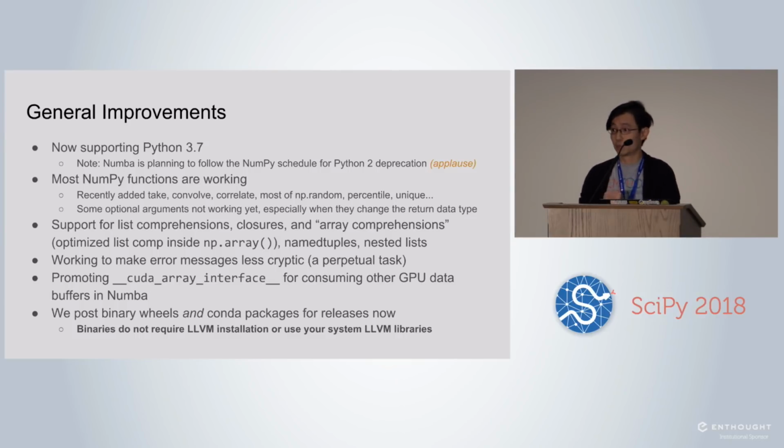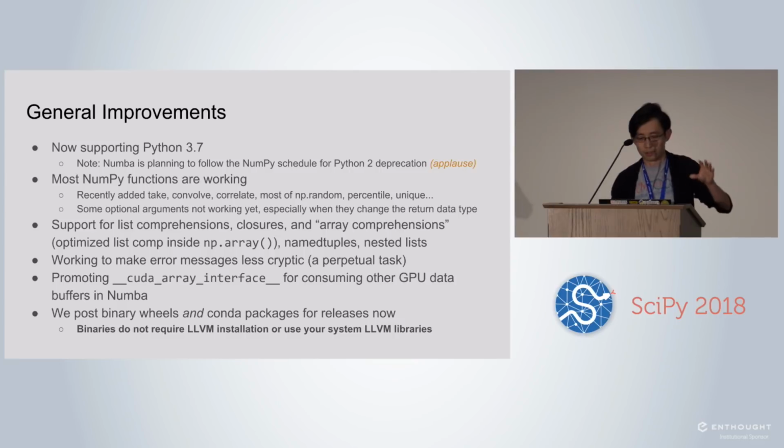There are now list comprehensions, closures, and array comprehension support. So you can build a list in one line and then count it, or you can put it in numpy.array with the list comprehension, and that actually gets optimized. You don't actually create a list. Then there are also namedtuples and nested lists. So there is more Python semantics that we support.